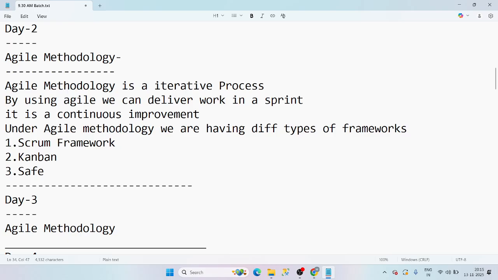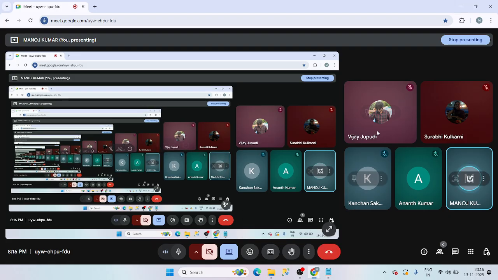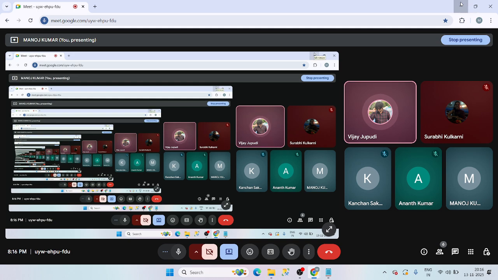Any doubts? Kanchan? No. Yes. Surabhi? Understood, Manoj. Okay. Hari? No, Hari is not there. Vijay? Any doubts? No, no, Manoj, clear. Okay. Kiran?